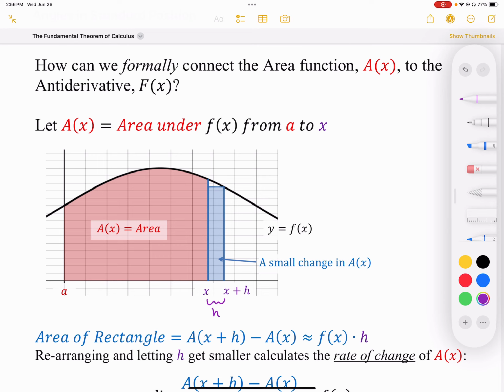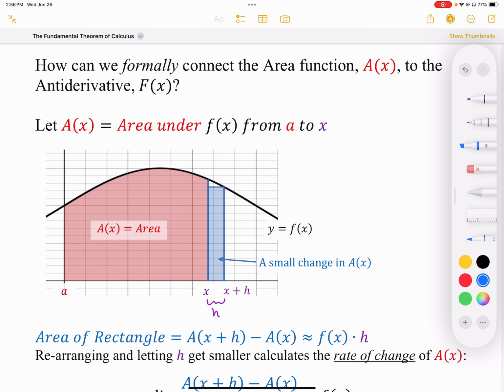How can we formally connect the area function A of x to the antiderivative big F of x? So we have this A of x function. This is the red area, and it changes as we move along the horizontal. So depending on where I stop the x, we're going to have different amounts of area. What we're going to look at then is how does this area function change? So we need to find the change in this area. And we find this change in this area with this small rectangle, the blue rectangle that we've drawn here.